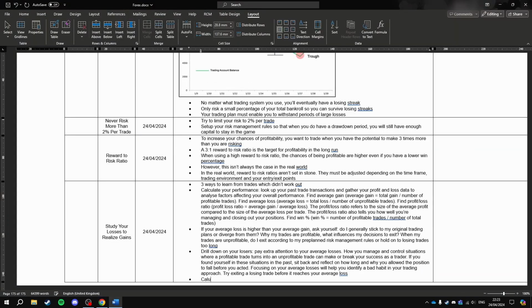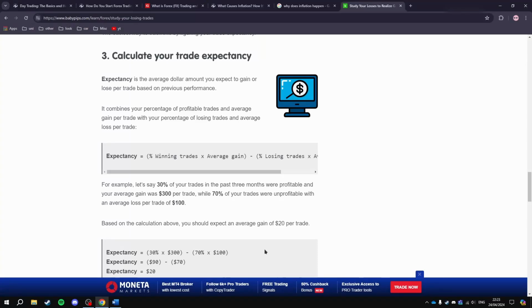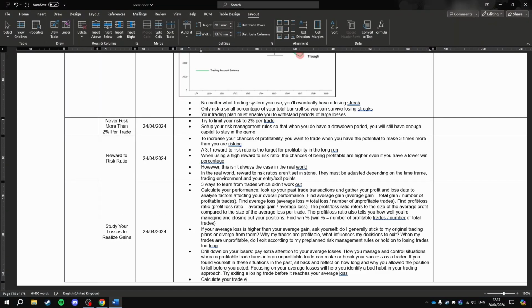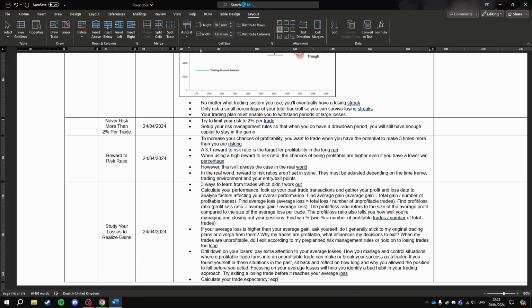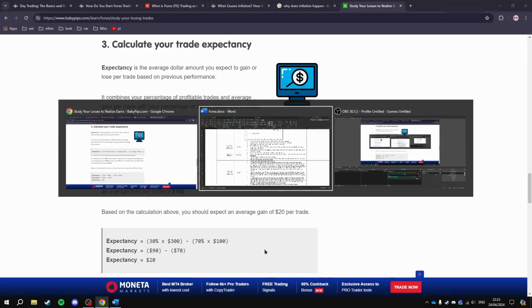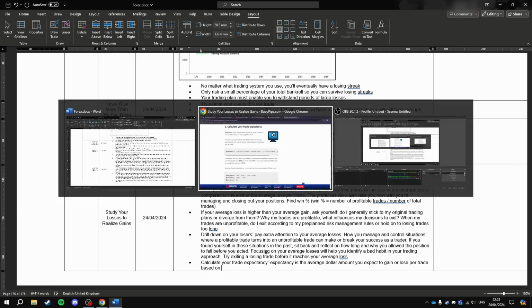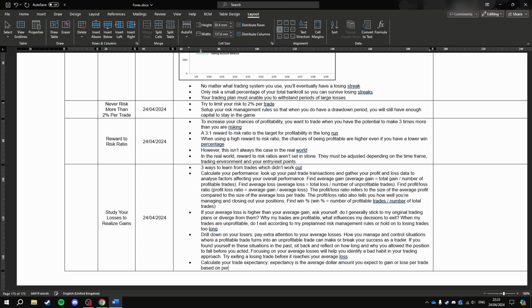Calculate your trade expectancy. So how much profit you're making per trade, right? Expectancy is the average dollar amount you expect to gain or lose per trade based on previous performance.